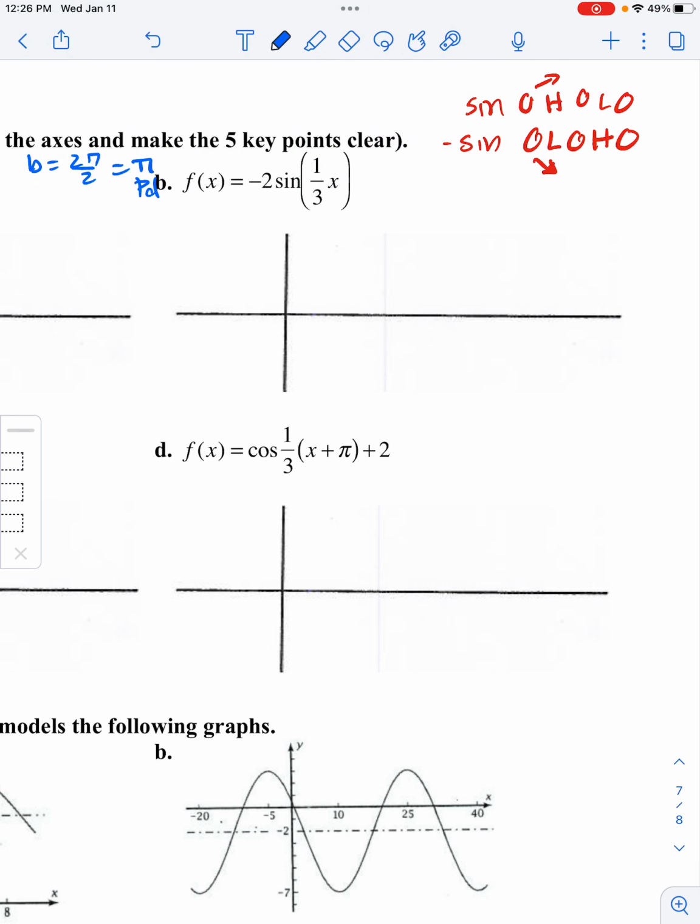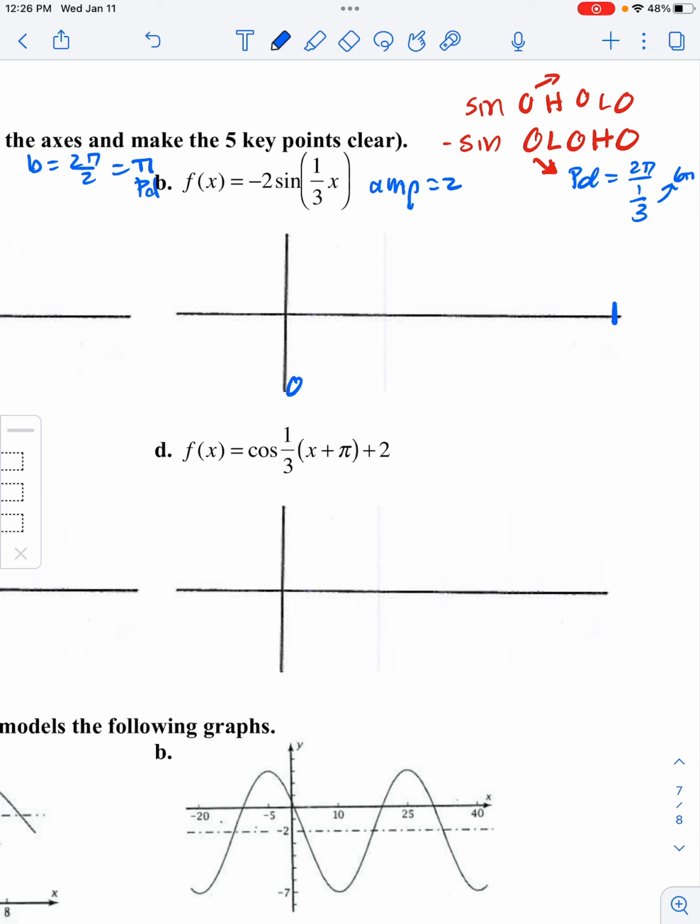My A value is 2, so I'm going to have an amplitude of 2. I'll go up and down 2. There is no vertical shift, and so my midline is going to be at 0 again. The B value is 1/3, so the period is actually going to be 2 pi over 1/3, which turns into 6 pi. So this is a big, long fatty.